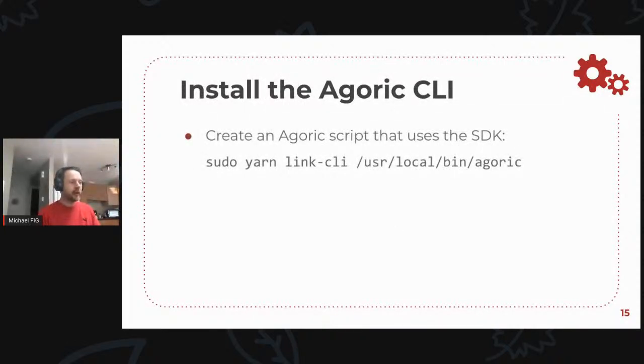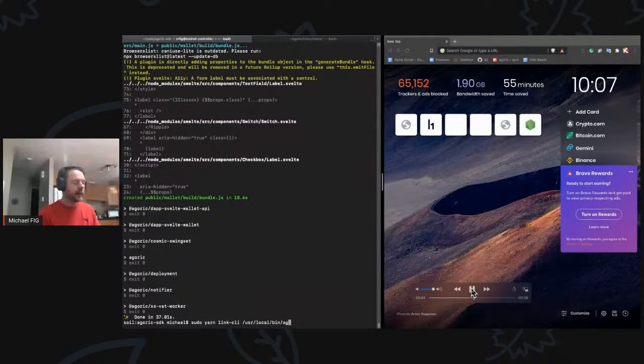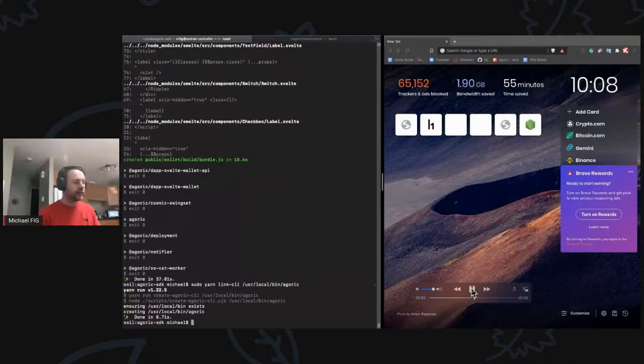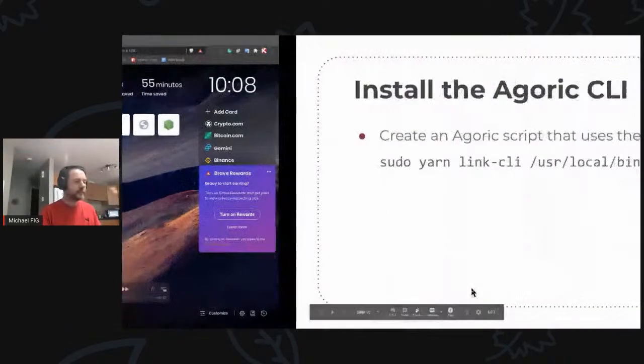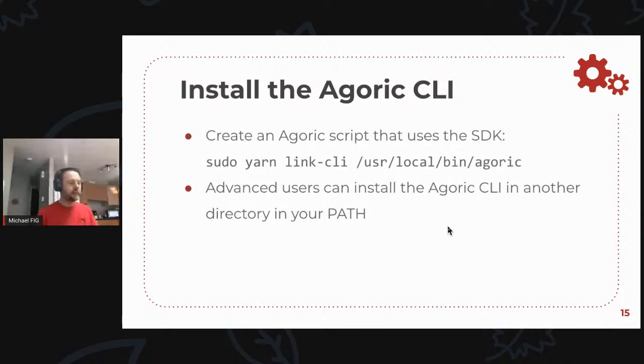And installing the Agoric CLI, we're going to do this with sudo to install it in the user local bin directory. So link CLI, and this just creates a script for us and populates it. So you can install it in other directories besides user local bin if you're a more advanced user. It's just a matter of putting it somewhere where it's on your path.